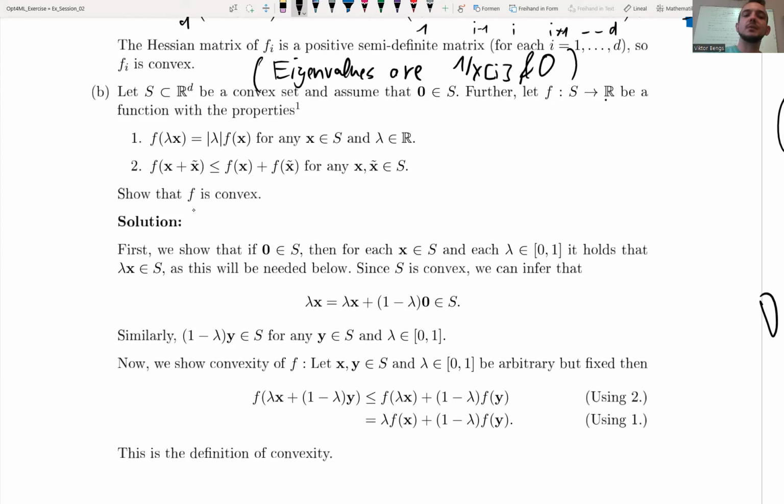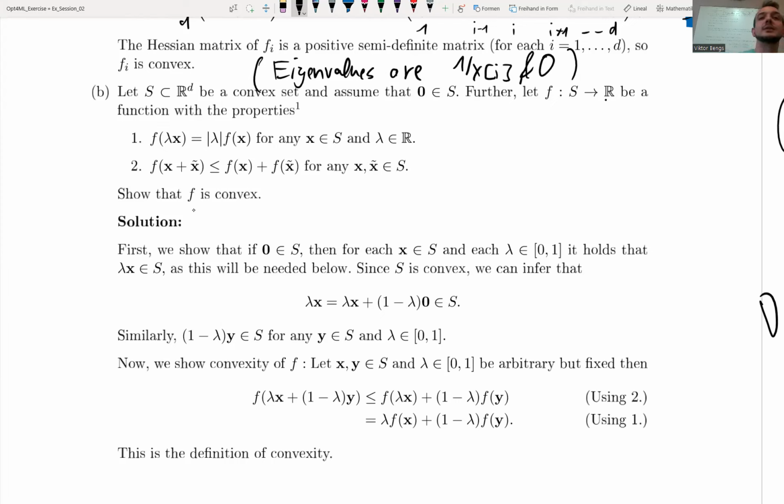First, it's positive homogeneous, is it called? Namely, this means that if you multiply some vector x with the value lambda, then it's the same as if you would first apply the absolute value on the lambda and then multiply with the function value of f, the function value of x at f.